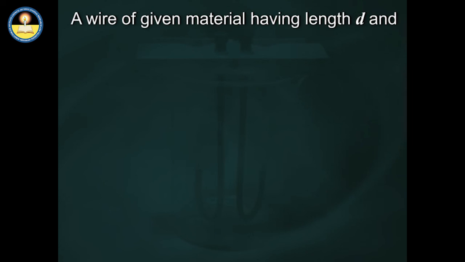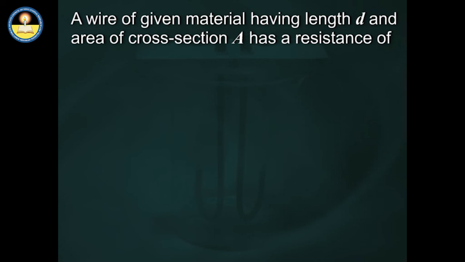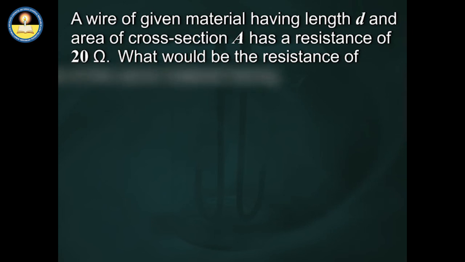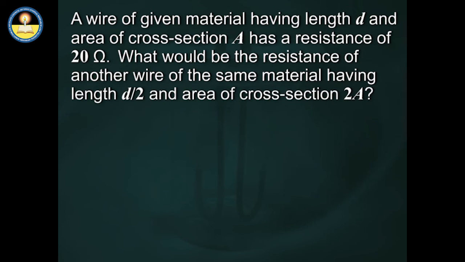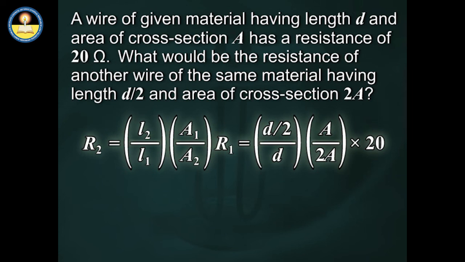Next problem, a wire of given material having length D and area of cross-section A has a resistance of 20 ohms. What would be the resistance of another wire of the same material having length D by 2 and area of cross-section 2A? Here, the resistance becomes 5 ohm.